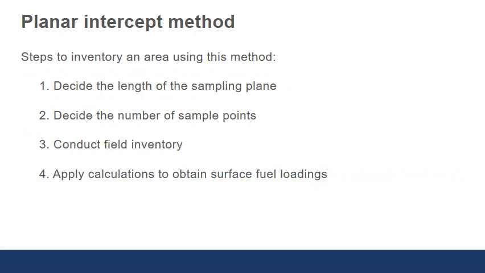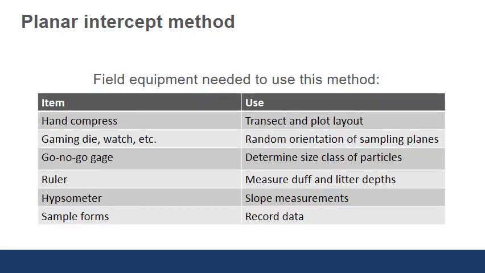Employing the planar intercept method is quite basic and requires 4 steps. The first step is to choose a site to inventory. For the second step, decide the length of the sampling plane and the number of sampling points. We will see how to do this in the next few slides. The third step is to complete the measurements. The last step is to use the measurements to complete the calculations. This chart shows the field equipment generally needed to take measurements using the planar intercept method.